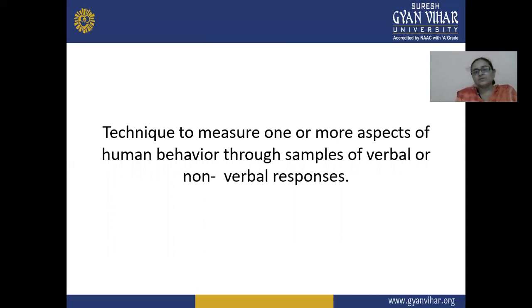Technique to measure one or more aspects of human behavior through a sample of verbal or non-verbal responses.